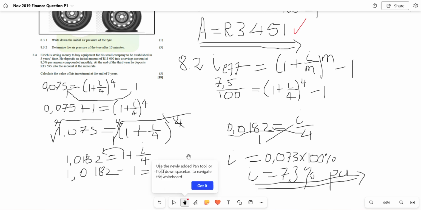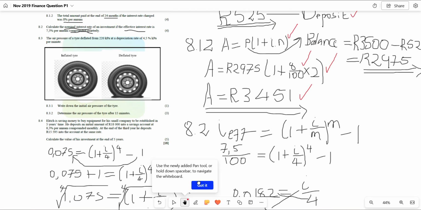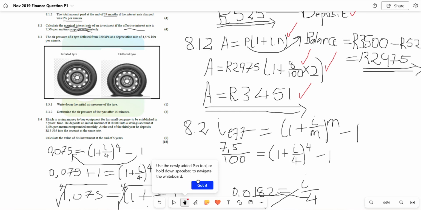Then the mark allocation in this case will be equal to 4 marks given there. Then we are going to go through the entire paper in the next video. This is how far we can go with the first part of our video.